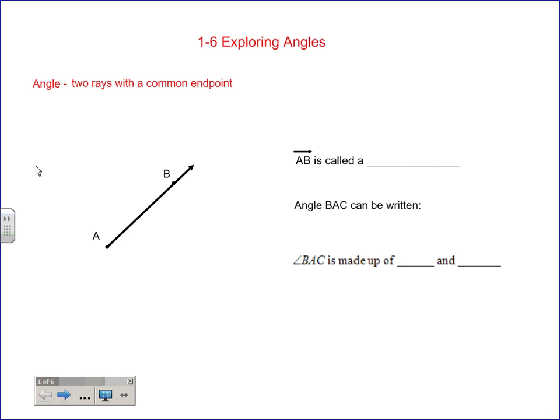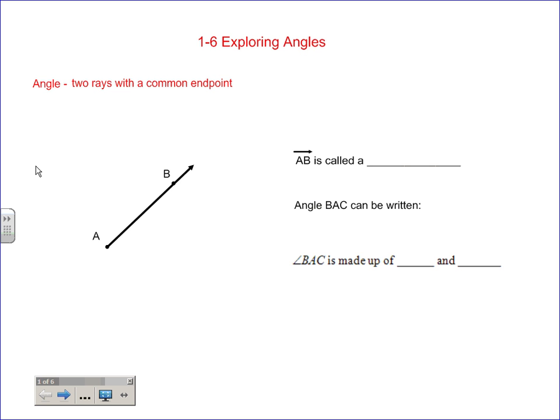And as it says here, two rays with a common endpoint. That's just the definition. Is there going to be some measure to it? Yes. As was said, there's going to be some degree measure to it. And as you get further on in math, you'll realize there's other ways of measuring that angle.